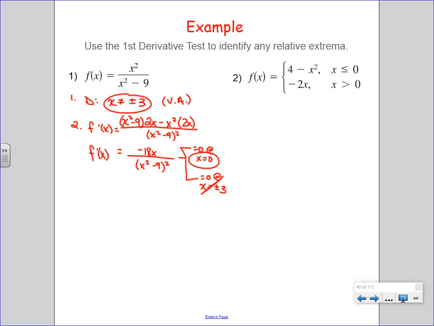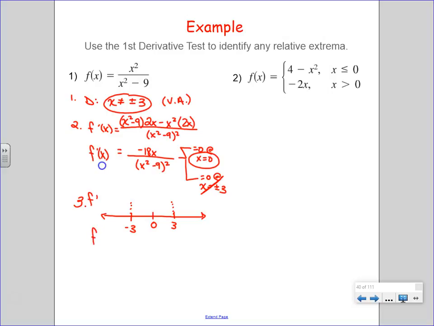Okay, step number 3. I draw a sign chart, but that's just a snazzy name for a number line. And why am I having it go forever left and forever right? What's the domain of this function? Negative infinity to infinity, but what do I need to mark out? If you want, you can put a little dotted line by negative 3 and 3. It reminds you it's a vertical asymptote. It just kind of helps reinforce. Then I put a little 0 in it.